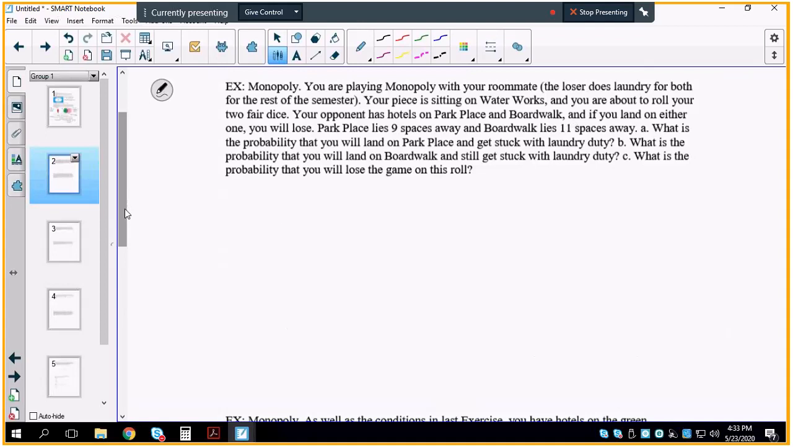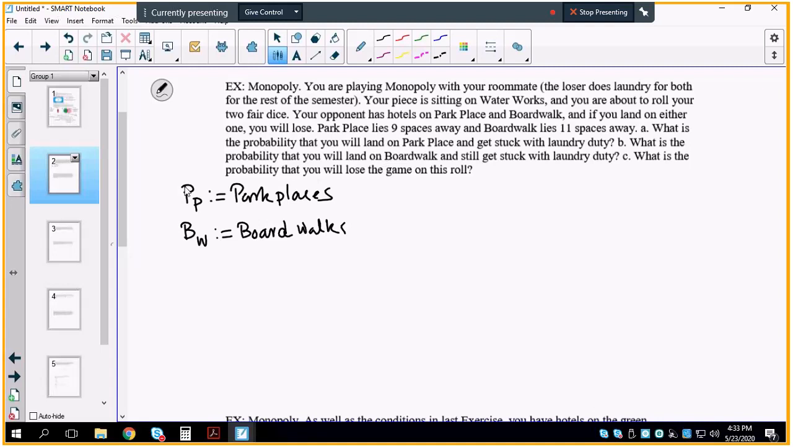Your opponent has hotels on Park Place and Boardwalk, and if you land on either one of those, you will lose. Park Place lies 9 spaces and Boardwalk lies 11 spaces away. So I need 2 different events. Park Place, I'm going to call PP, and the other event, of course, is going to be Boardwalk. So that I don't have to use these long words, I'm just going to abbreviate them as my events.